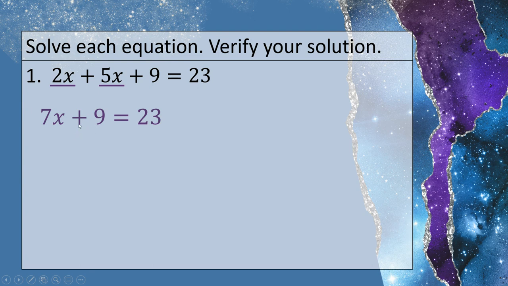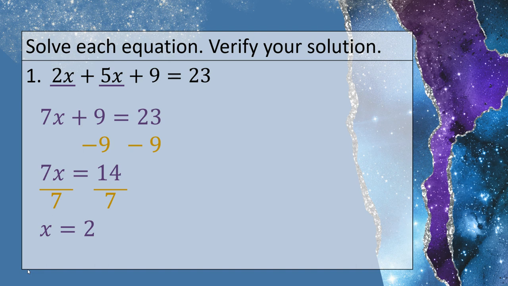The inverse operation of adding is subtracting. So I'm going to subtract 9 from both sides. That will cancel out the plus 9 here. And that gives us 7x equals 14. When there's nothing in between a number and a variable, that means multiplication is happening right here. The inverse operation of multiplying is dividing. So we will divide both sides by 7 in order to isolate the x. And we're getting x equals 2.